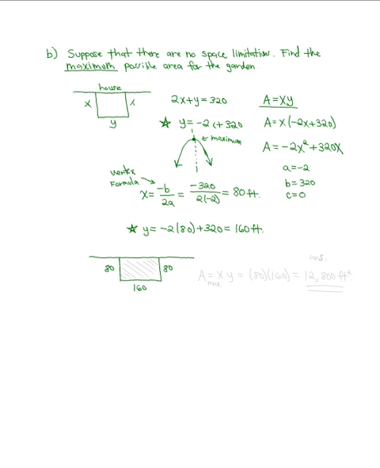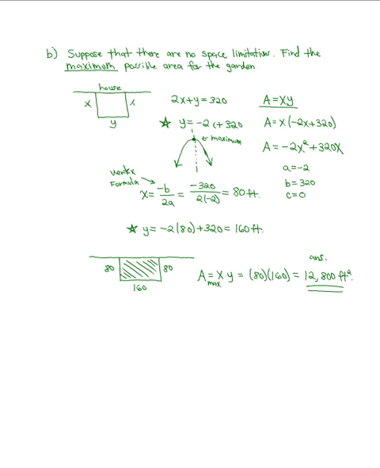And if you find the area of this garden right here, the area would be equal to x times y, which is 80 times 160, and that's equal to 12,800 square feet. And that is the maximum area. So that is our answer right there.